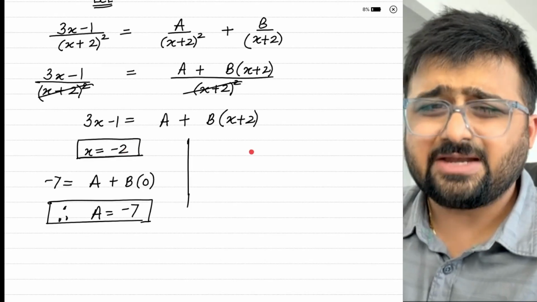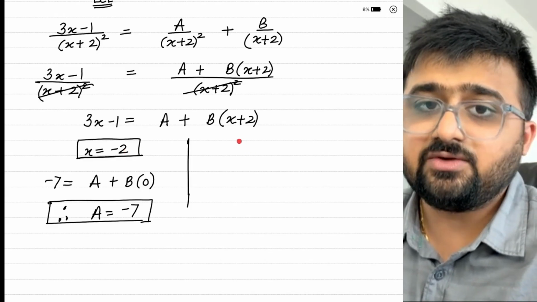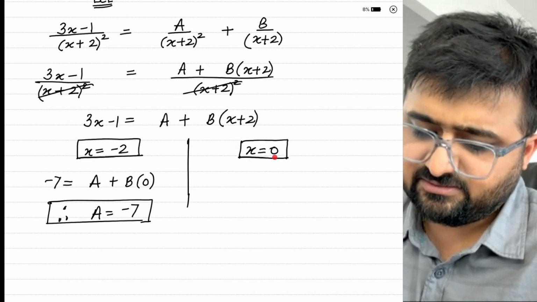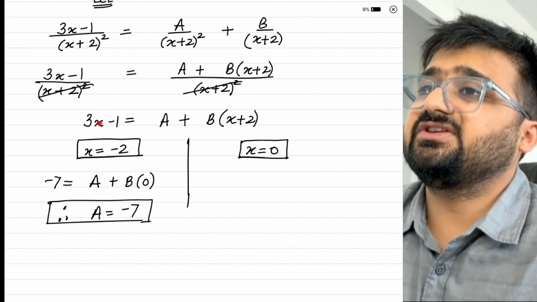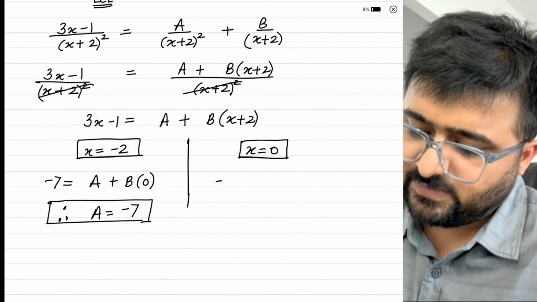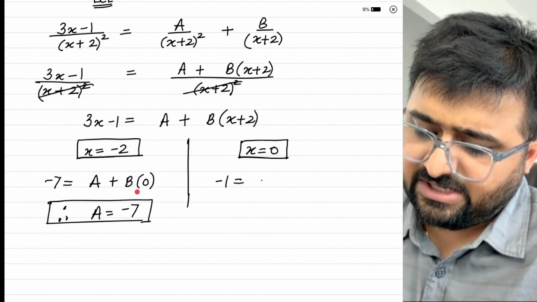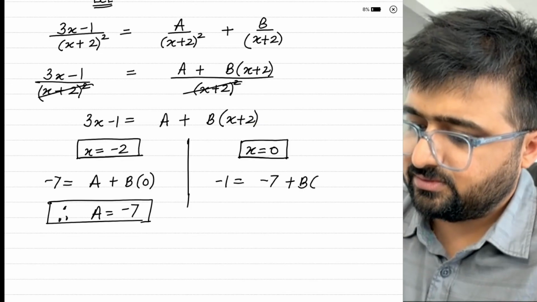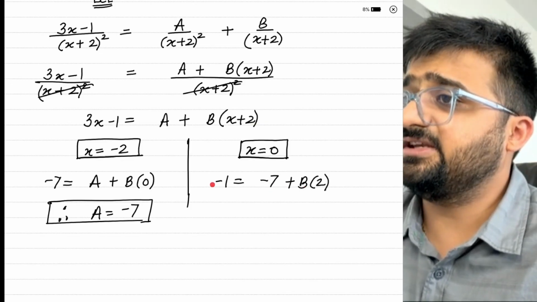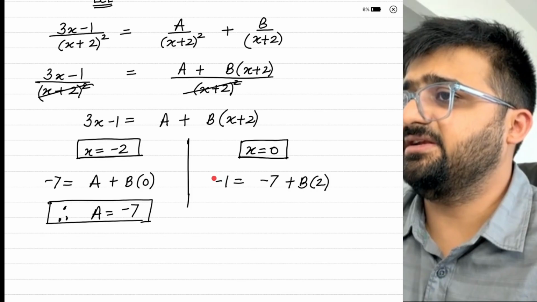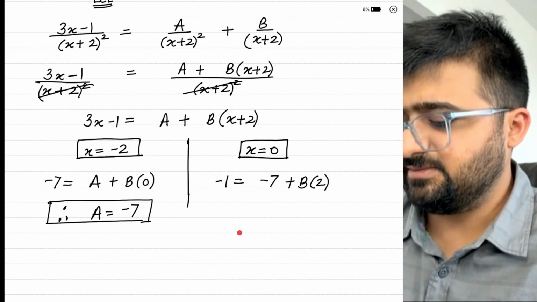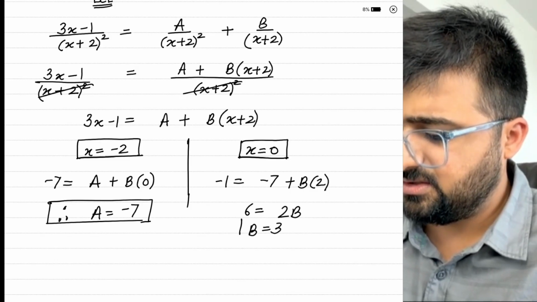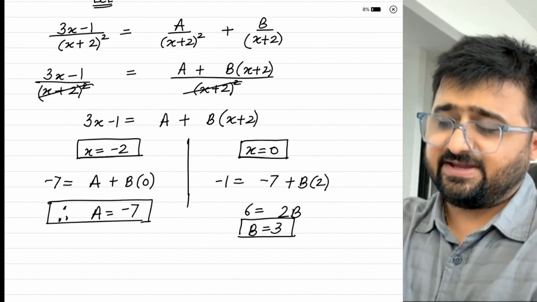So you have already found the value of a using this substitution. The next substitution can be really any value. Just choose the value which is easy for you. The best I can think of is 0. So let's put x is equal to 0. If you put 0 here, 3 times 0 is 0, 0 minus 1 is minus 1, is equal to, we know a is minus 7, plus b times (0 plus 2), which is 2. This minus 7 can be taken to the left hand side and becomes plus 7, and 7 minus 1 becomes 6 is equal to 2b. So b will become 3. Simply, you are able to find the values of a and b.